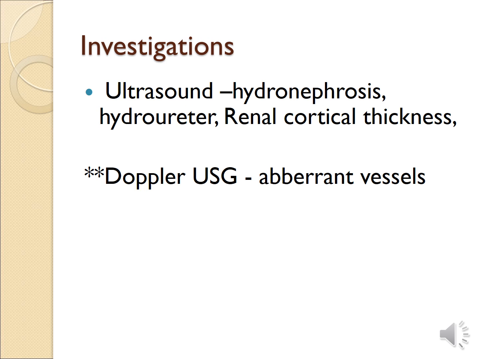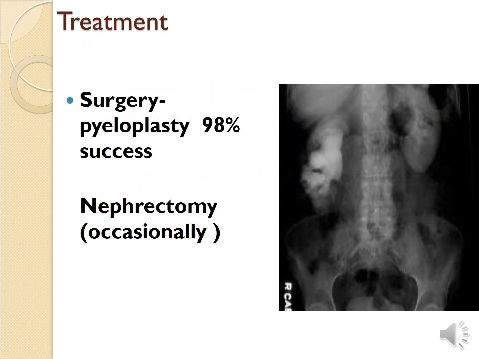Now come to the diagnosis. Diagnosis is by ultrasonogram, which shows hydronephrosis, hydroureter and renal cortical thickness. And Doppler USG can show the aberrant vessels. Treatment is surgery. Pyeloplasty is done, and it gives a 98% success. So surgery is very helpful, and some cases require nephrectomy.